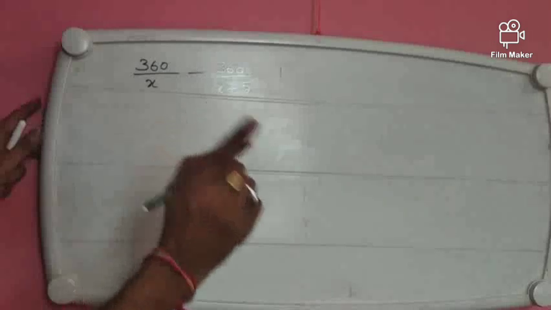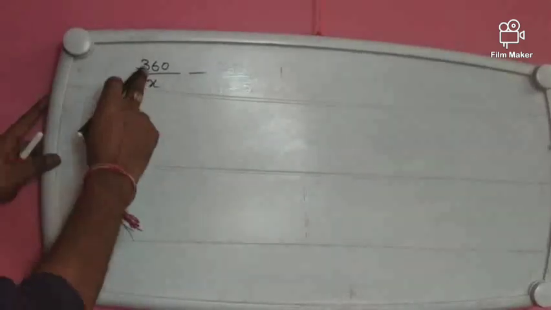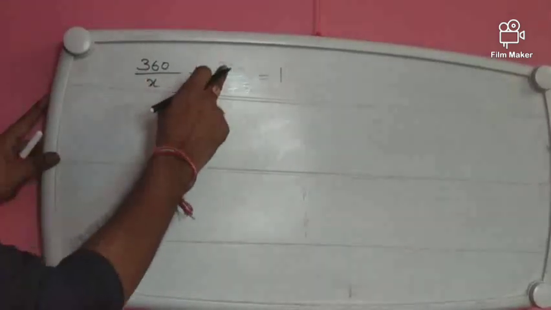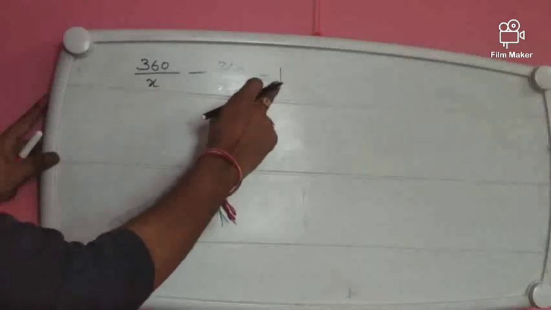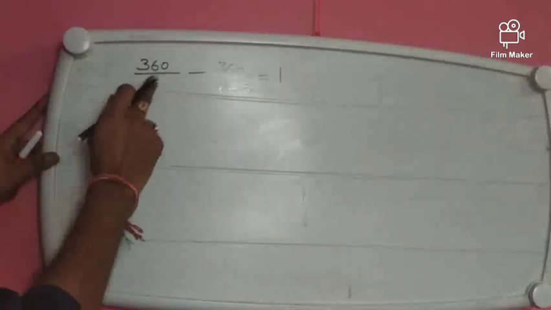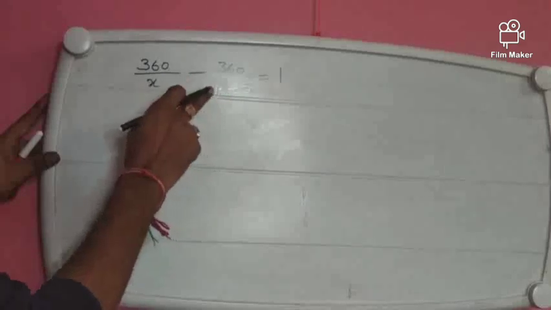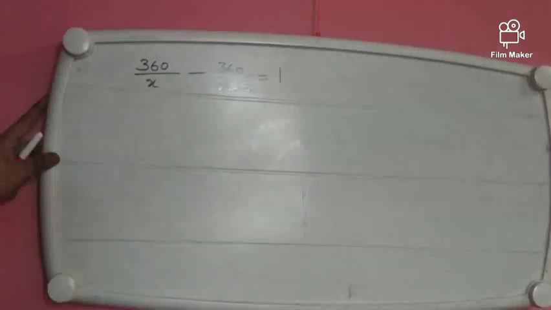Yeah, children, according to the problem, you got the equation 360 by x minus 360 by x plus 5 is equal to 1. This is case 1, this is case 2. So from the two cases, you got the quadratic equation. Now I will simplify this.